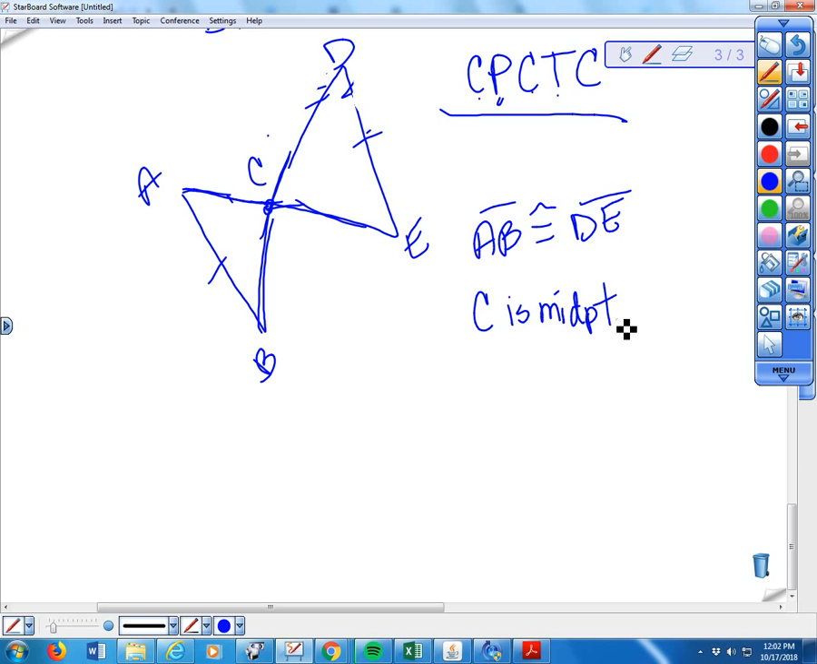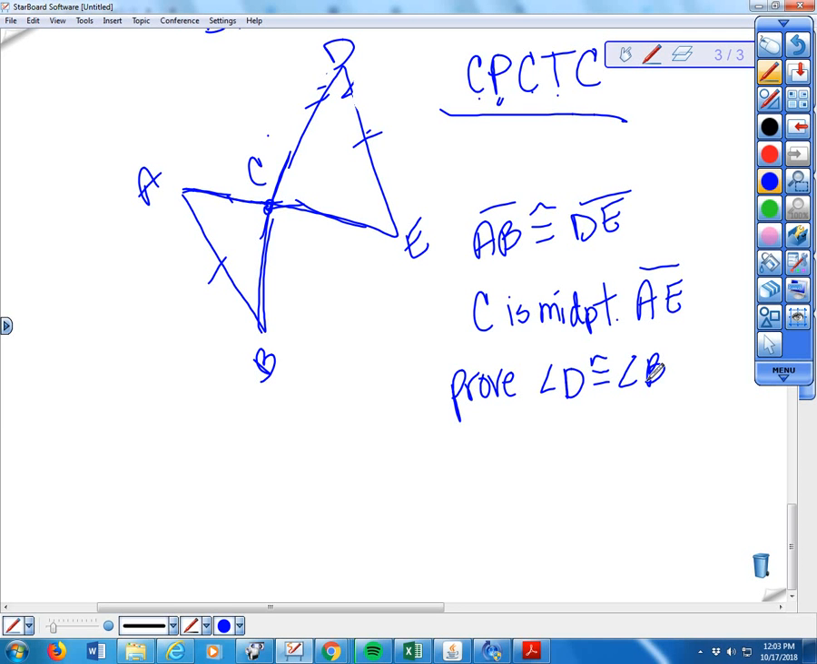And I'm going to go a little further. I want to say prove angle D is congruent, which way do I want to go? C is the midpoint of AE, to angle D, angle B. So we're going to talk through how to do a proof.